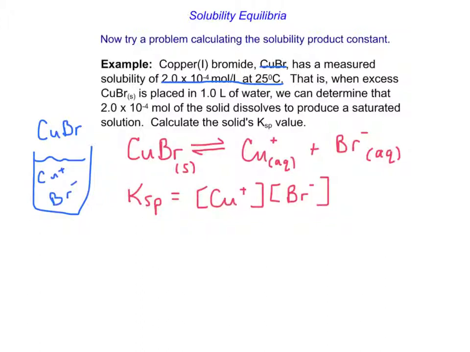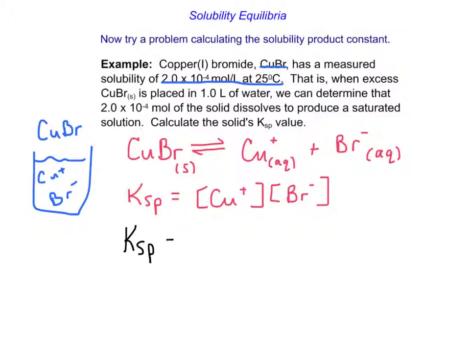1 mole of copper bromide is going to produce 1 mole of copper ions. It will also produce 1 mole of bromide ions. So we know that the concentration for the copper bromide per liter will be the same as the concentration for the copper ions and for the bromide ions. So we can go ahead and finish our calculations here.